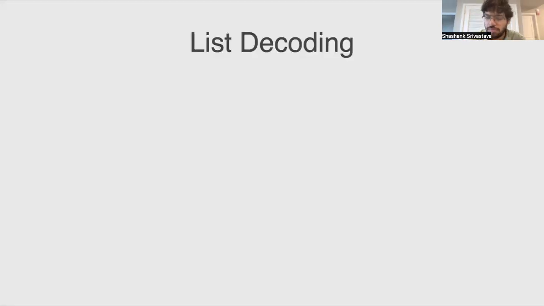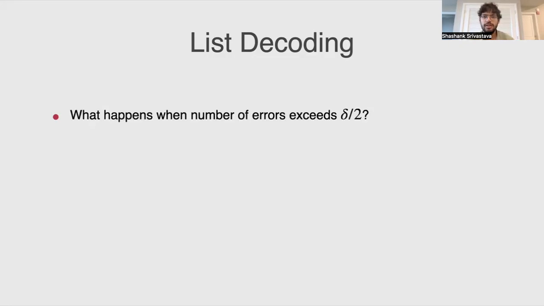Okay, so AEL codes provide a fairly satisfactory answer to the drawbacks of Reed-Solomon codes. But one field where algebraic codes have traditionally held an edge over any combinatorial construction is list decoding. So what is list decoding? We are concerned with the setting where the number of errors exceeds half the distance.